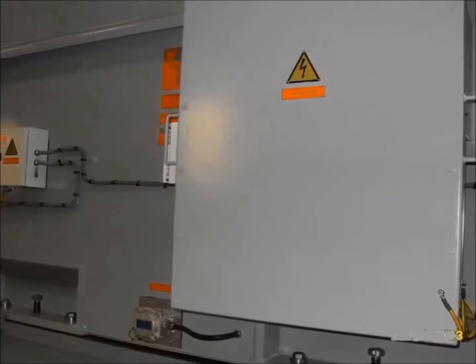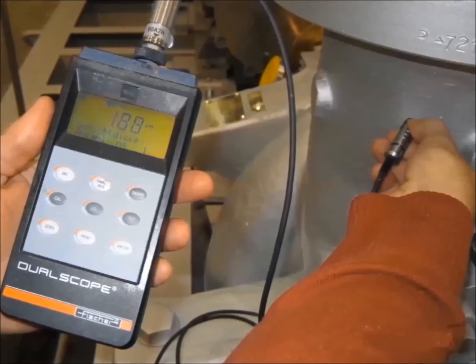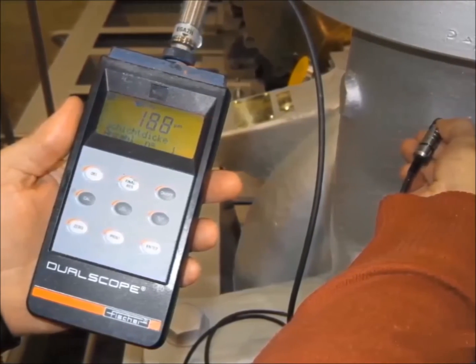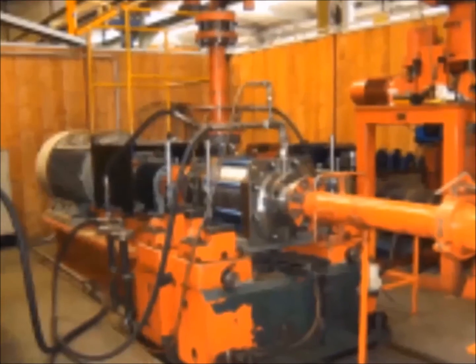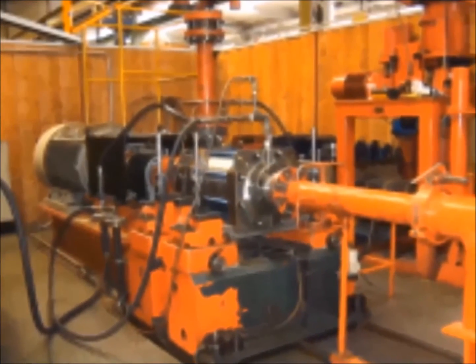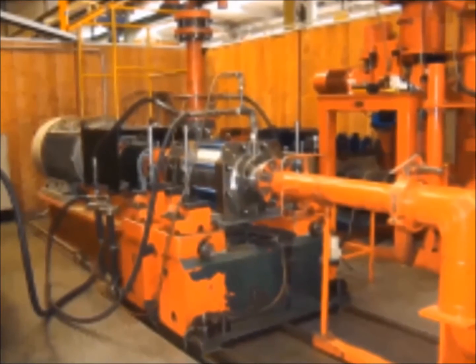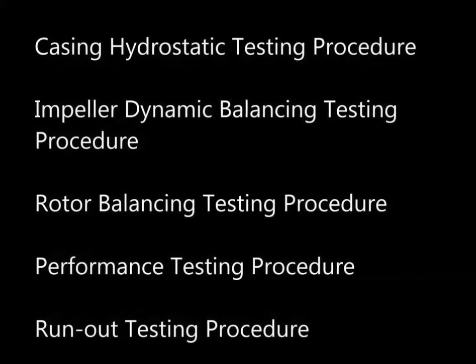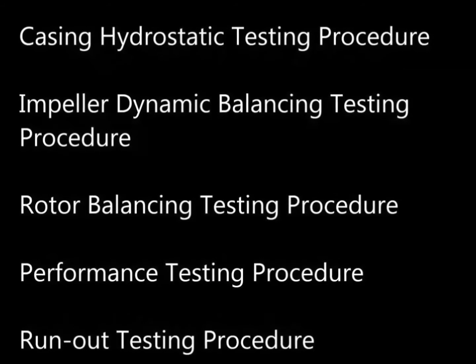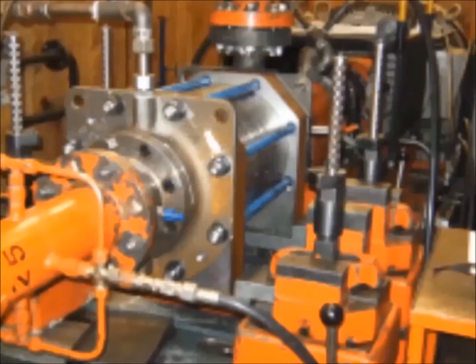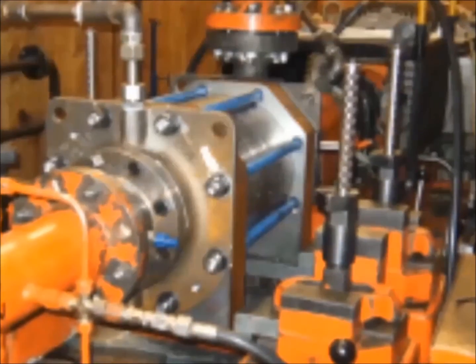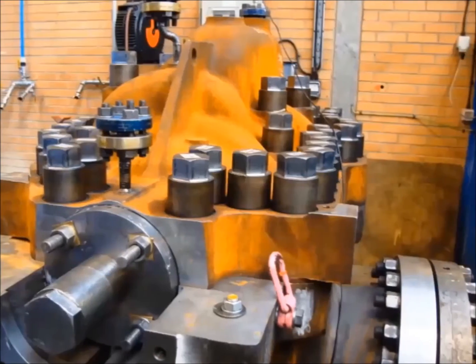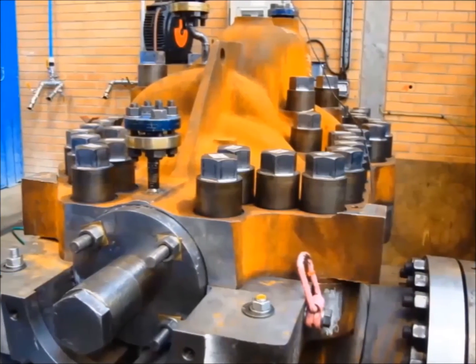Based on the international practice, vendors provide the testing procedures, and this needs to be approved by the purchaser before the start of the test. For example, these are centrifugal pump testing procedures: casing hydrostatic testing procedure, impeller dynamic balancing testing procedure, rotor balancing testing procedure, performance testing procedure, run-out testing procedure. These tests are normally witnessed by a third-party inspection agency.